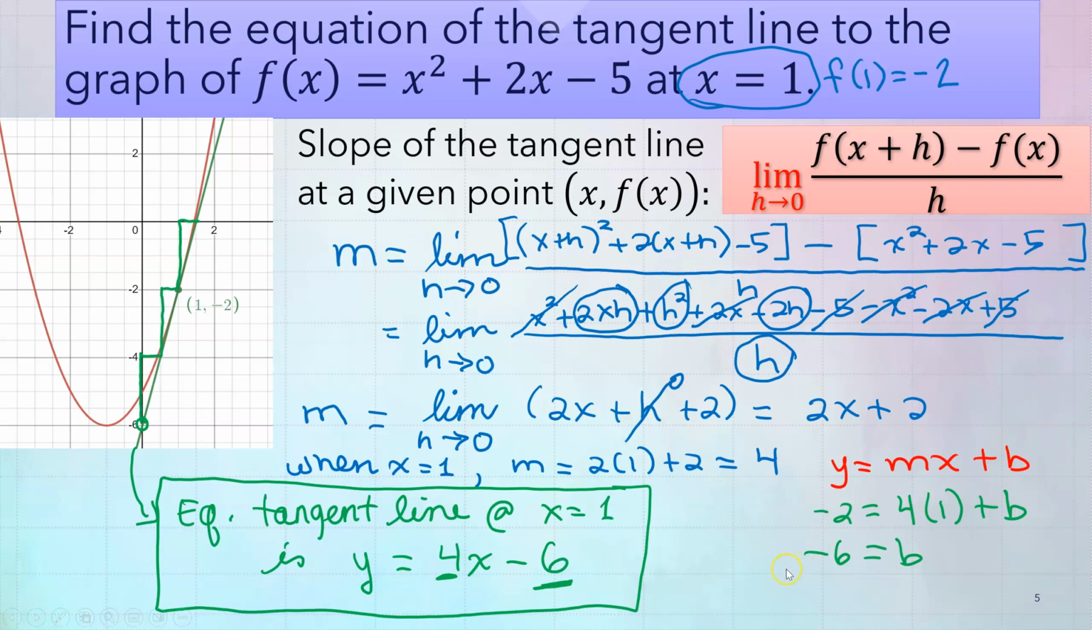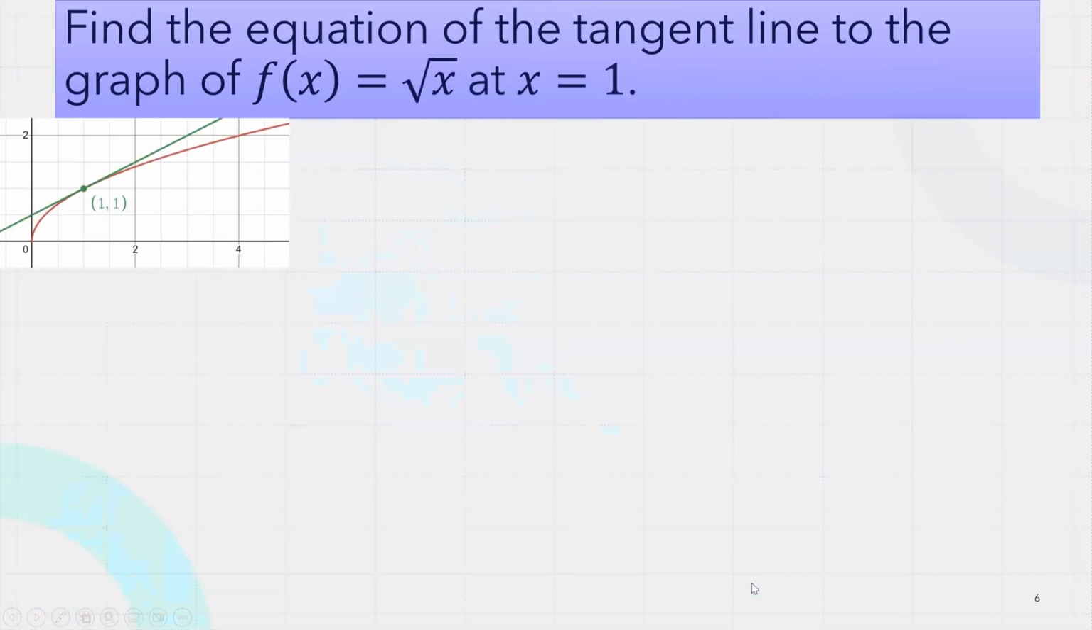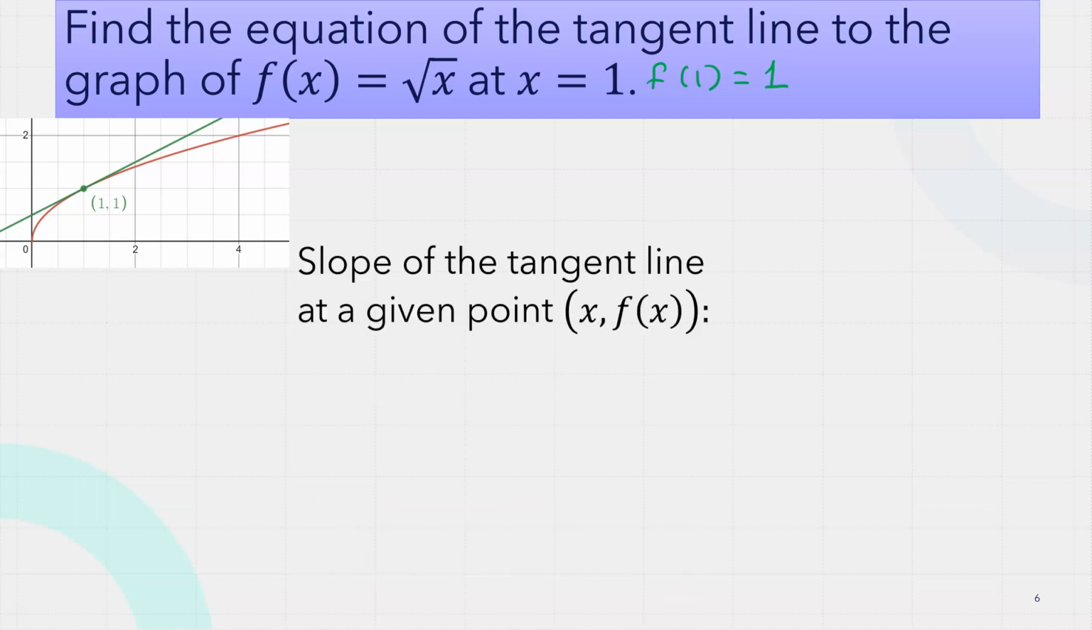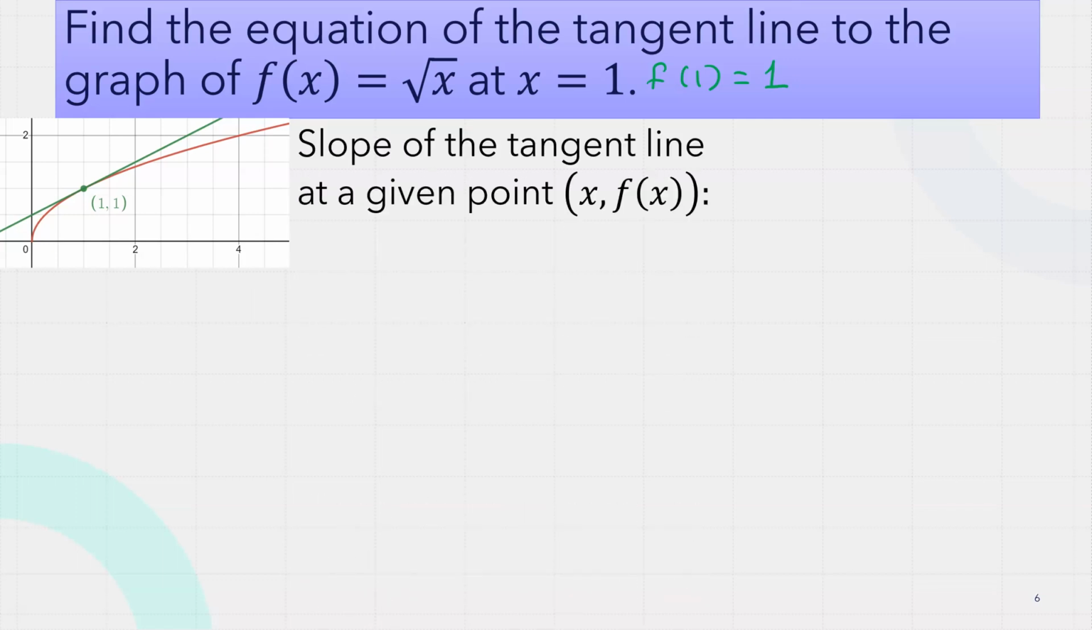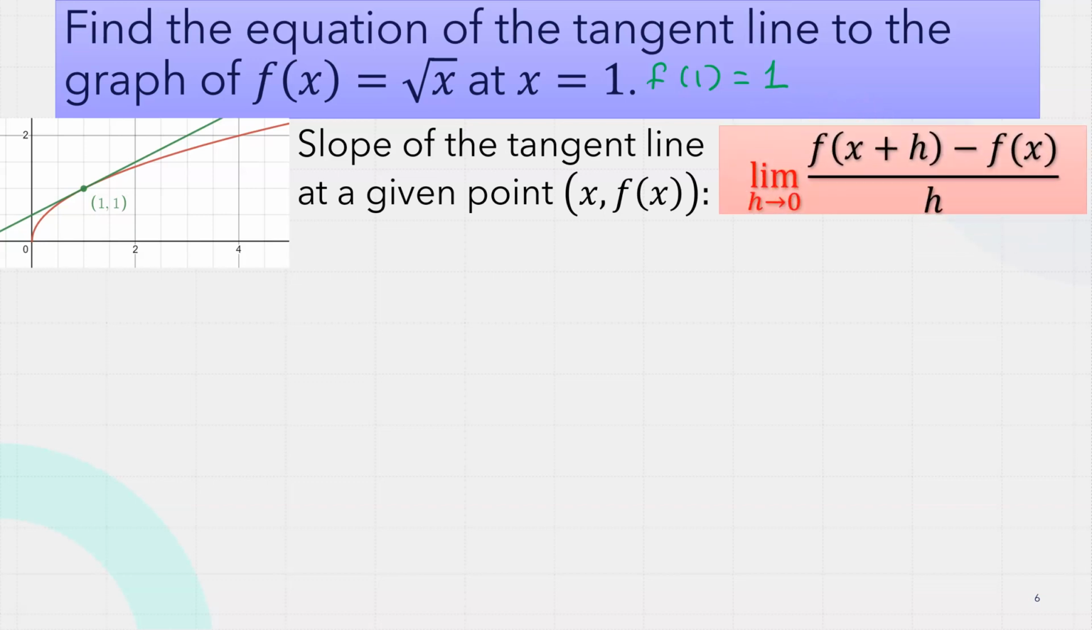All right. So here is another example. The function is f of x equal to square root of x, and the point is x equal to 1. When x equal to 1, f of 1 is 1. And we're looking at the square root function, right? Again, the slope of the tangent line at any given point x is the limit as h goes to 0 of f of x plus h minus f of x, all divided by h.